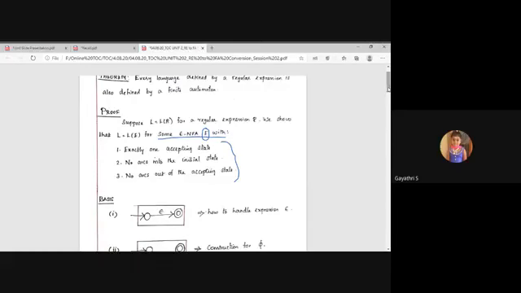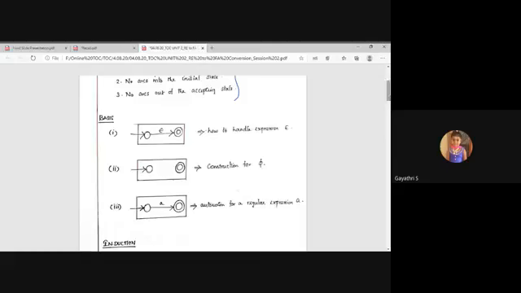Okay, first coming to the basis part. So there are three cases for the basis part. The first one: how to handle the expression epsilon. Epsilon means the null string. The second one: construction for phi. Phi means no transition. That is empty, so there is no transition here.